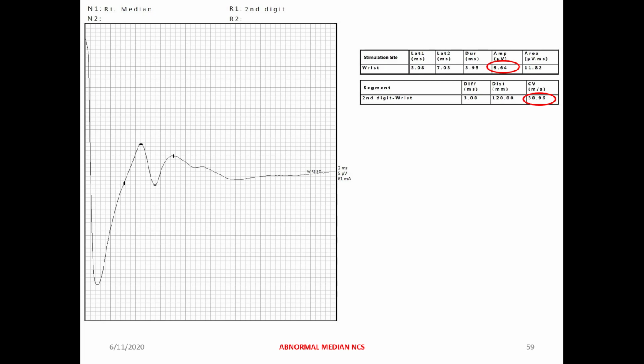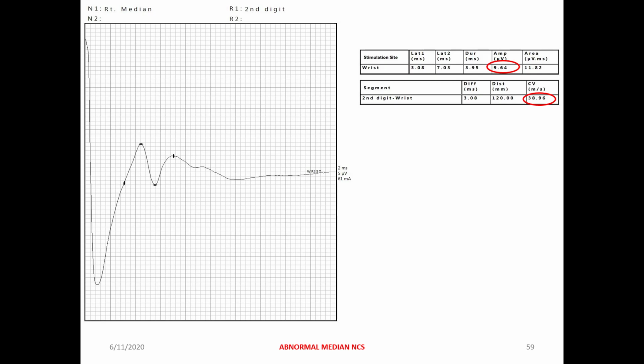Here you have definitely less than 20 microvolt amplitude, as well as conduction velocity is also less. Generally you should be able to get at least 45 meter per second as it is upper limb. So it is also less. So the patient is having reduction in amplitude as well as velocity. So it is axonal degenerative as well as demyelinating, sensory also and motor also. So what are we writing? Axonal degenerative and demyelinating sensory motor polyneuropathy.